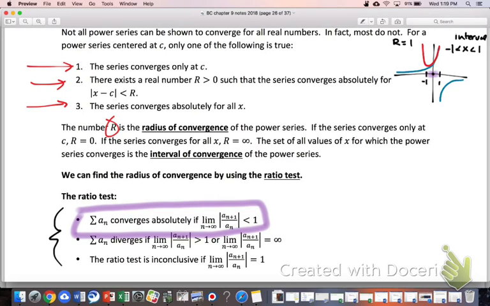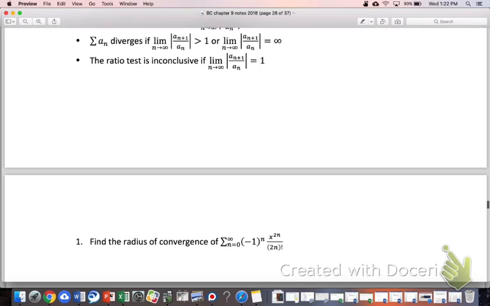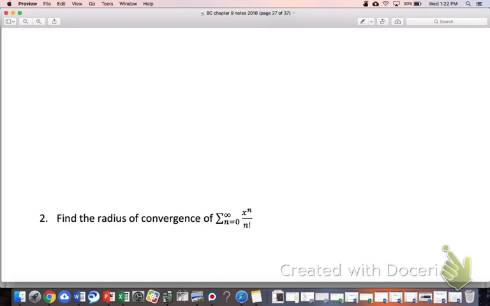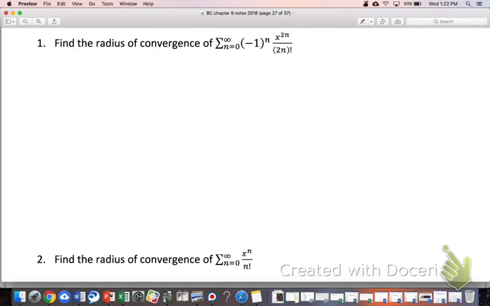The reason we're only focusing on that piece is because we're looking for intervals of convergence. We're not looking for an interval of divergence. We're looking for an interval of convergence. So we're only going to be focusing on that first piece of this ratio test. Okay, all right, so we're going to do a couple of examples looking at the radius of convergence. I thought I'd do one of these with you and leave the other up to you to try to work through and see how this goes.